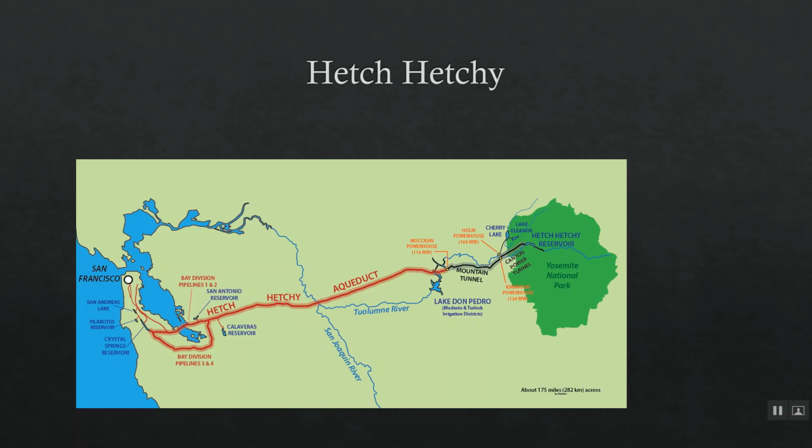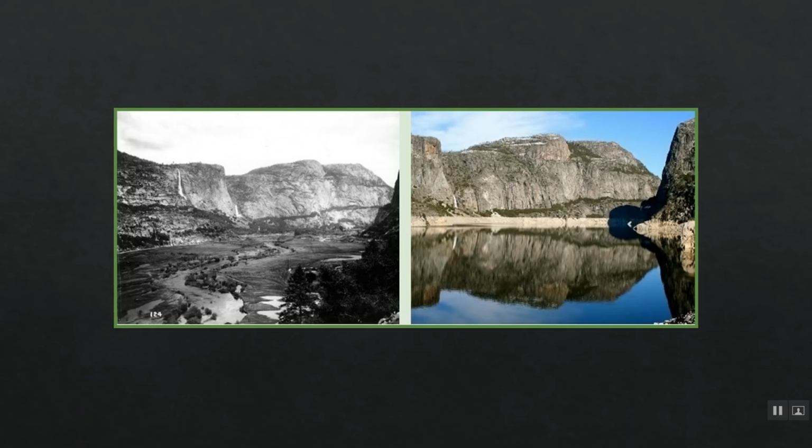And basically they created the Hetch Hetchy Aqueduct, which created this gravity-fed system that flowed all the way from the Hetch Hetchy all the way down to San Francisco, and still does today. So you can see here is what the Hetch Hetchy Valley looked like before the flooding on the left, and then after the flooding on the right. You're going to watch a short video about this as well.